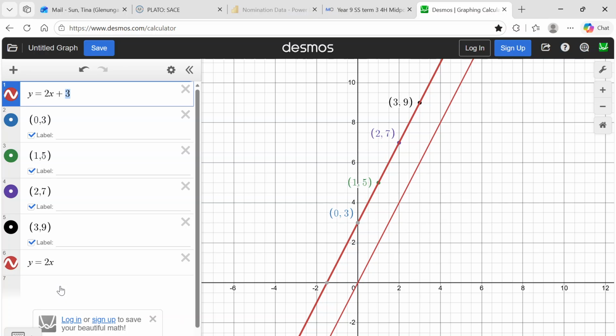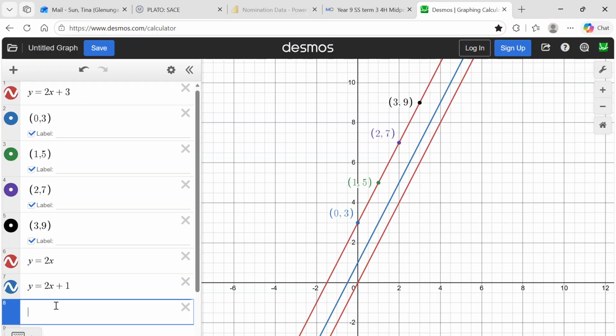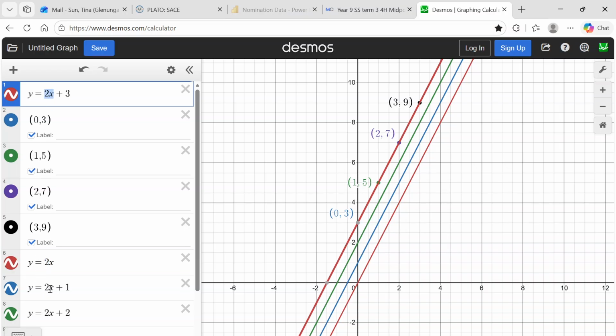And now guys, consider if I type in y equals 2x plus 1, then what straight line will you get? So you can see this blue one. And also, how about y equals 2x plus 2? So you can see this green line. All of them have the same gradient, this 2 value, all of them. Okay, so that's why they are parallel. And they are parallel, but also go through different y-intercepts.